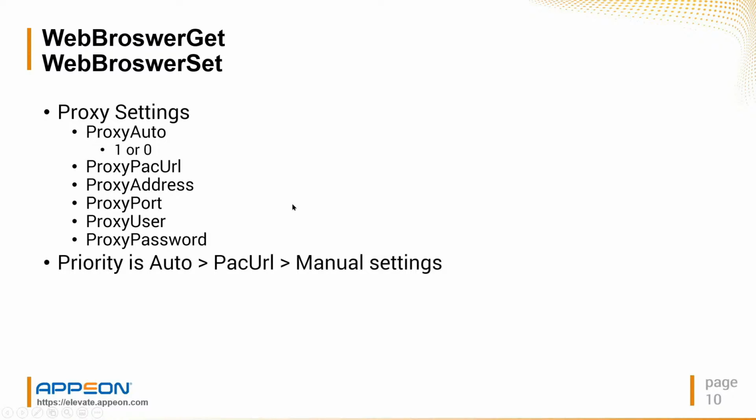Now there is a hierarchy because you could actually set all these values. Auto takes precedence over everything else. So if you say auto, it's going to read the IE settings and use those settings. If you set that to false and you provide a proxy pack URL, that will get used, and all the rest of these settings will get ignored. If you've got that set to 0 and nothing for the pack URL, and you provide values for the rest of these, then they get used. As I mentioned, the IE proxy settings are used by default.